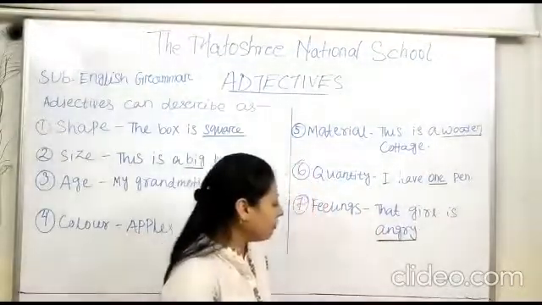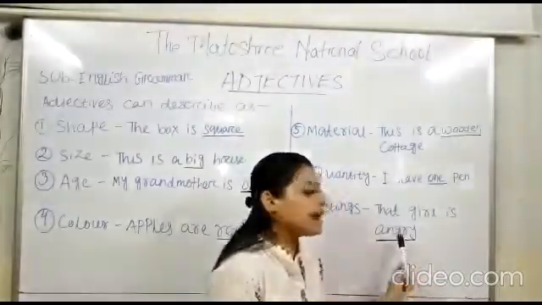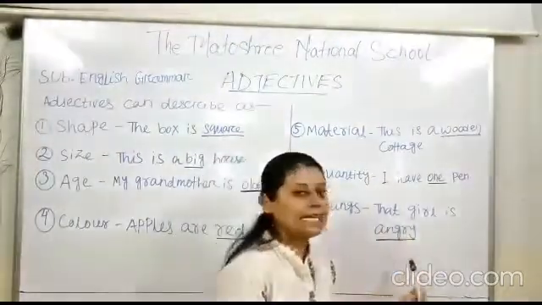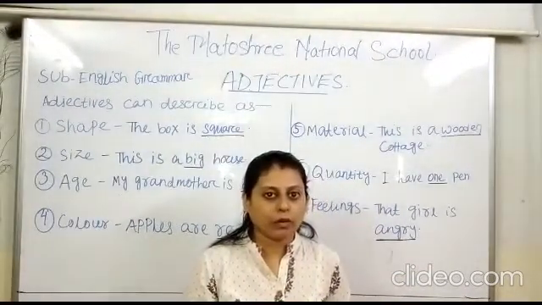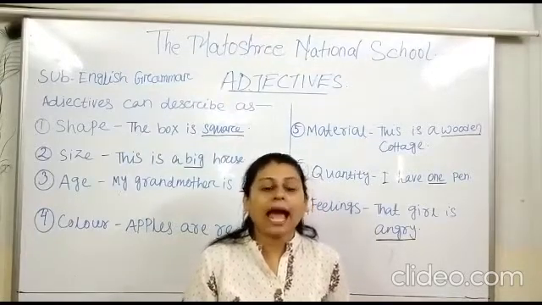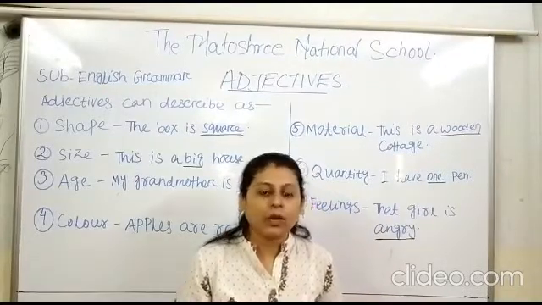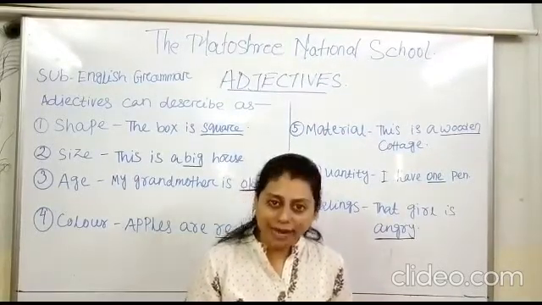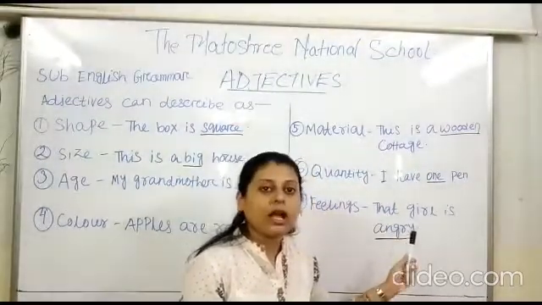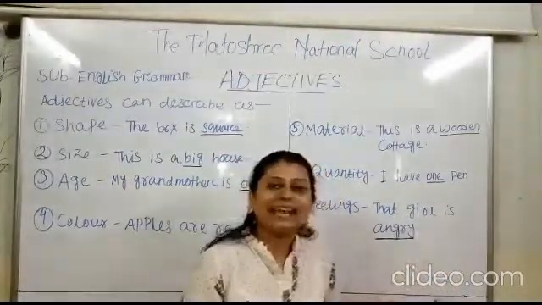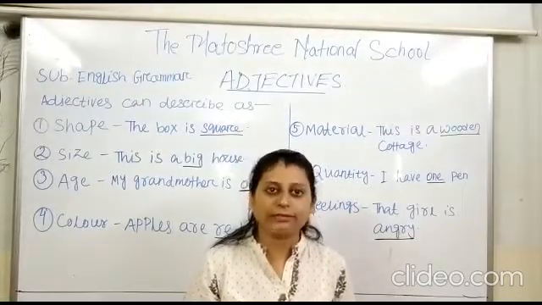Next is feelings. That girl is angry. So, we often get angry in our home. Okay? We often smile. We are often happy. So, happy, smile, angry are feelings which come upon our face. So, this angry is the feeling which shows about the girl. Angry is an adjective which shows that she is very angry.